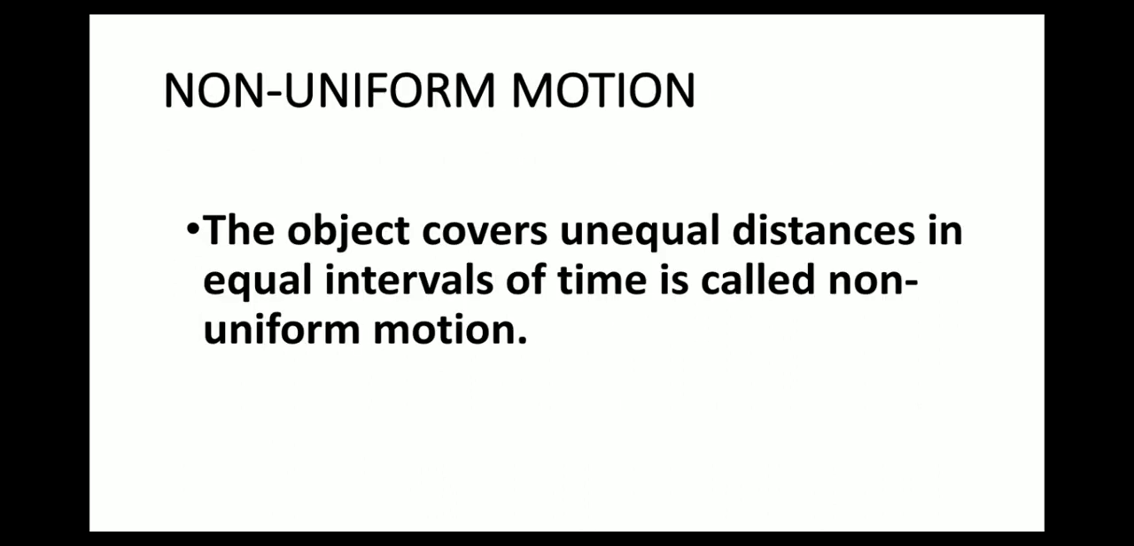And non-uniform motion. In our day-to-day life, we come across motions where objects cover unequal distances in equal intervals of time. This is called non-uniform motion. The object covers unequal distances in equal interval of time.